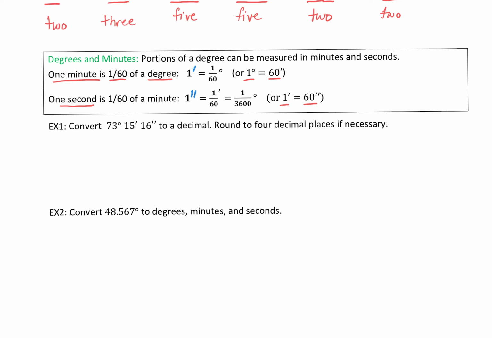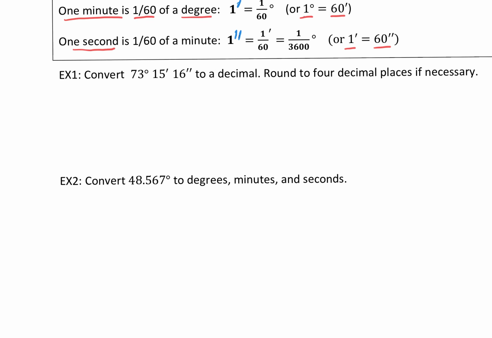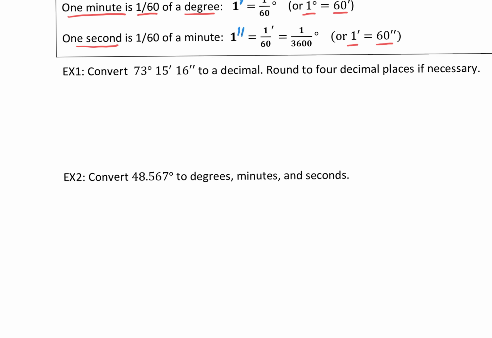terms of time. In example 1, we want to convert this number to a decimal. So this is 73 degrees, 15 minutes, and 16 seconds. So what we want to do is take the minutes and the seconds and change them so that it's a decimal. The minutes and the seconds, really this is 73.